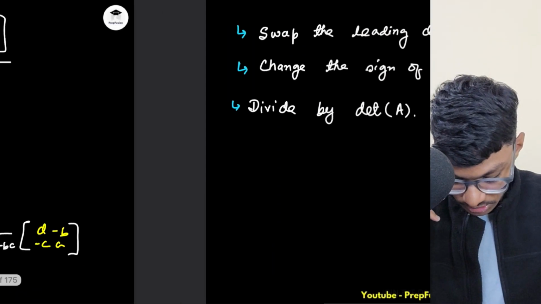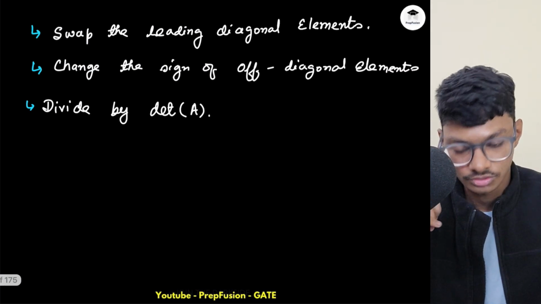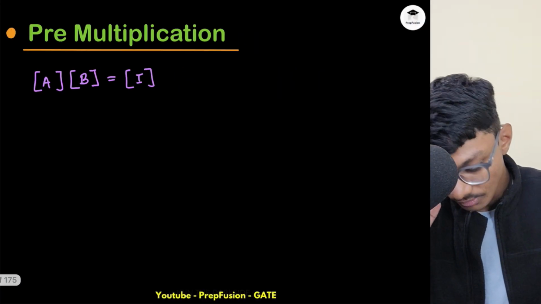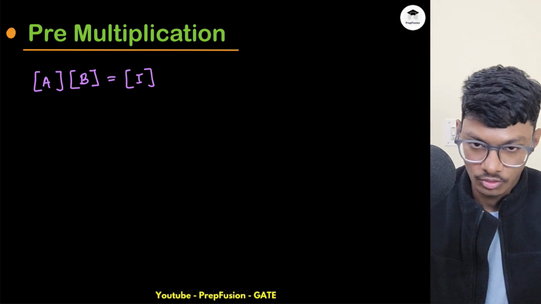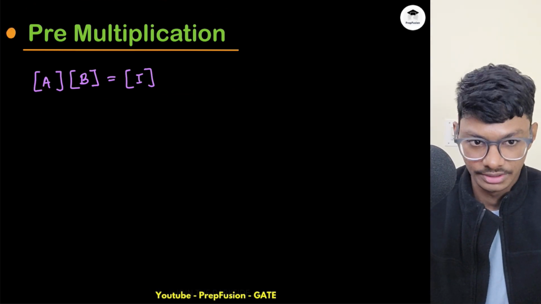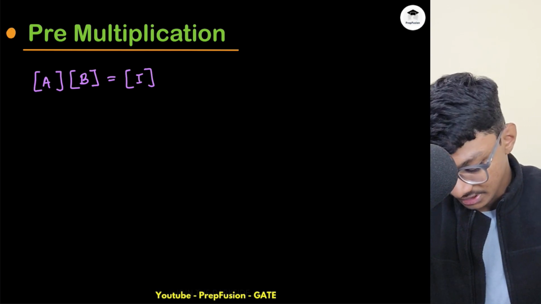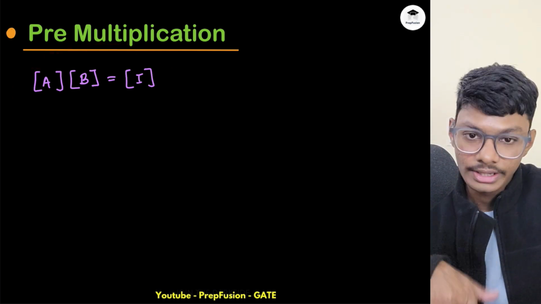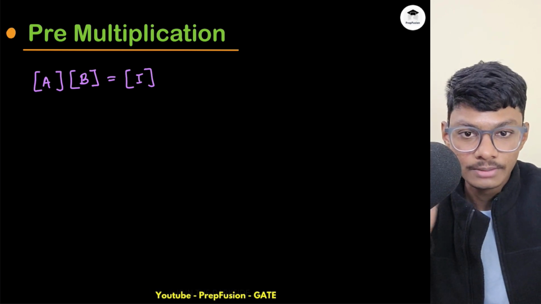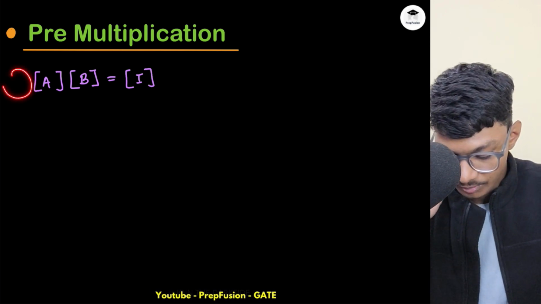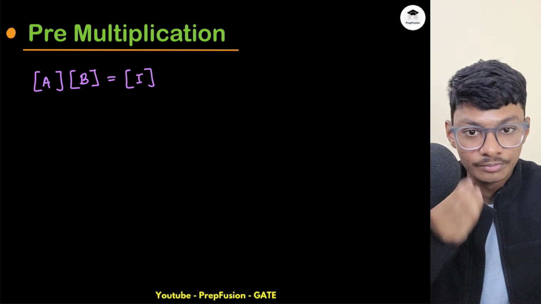I won't go much into this, so I will tell you about the 3x3 shortcut also, but before that let's understand the pre-multiplication and post-multiplication, which is very important for matrix multiplication. Okay, so if some A and B are given, now you want to pre-multiply. What do you mean by pre? Pre means before. So I want to multiply before. So that is what pre-multiplication is.